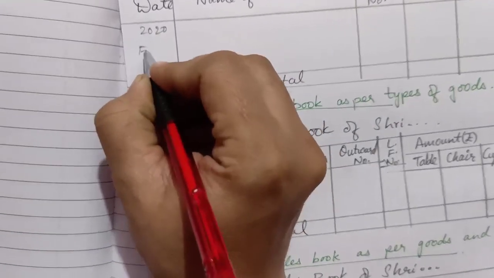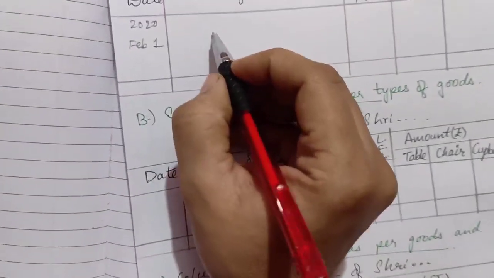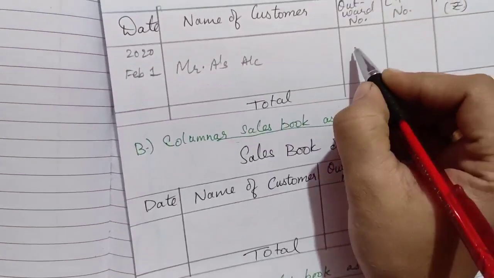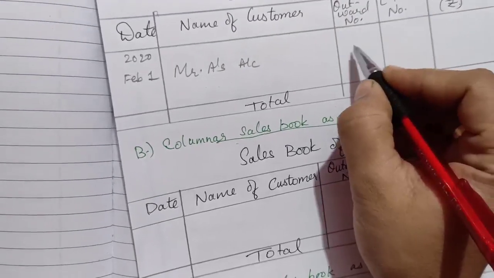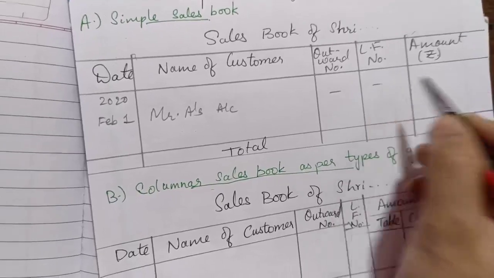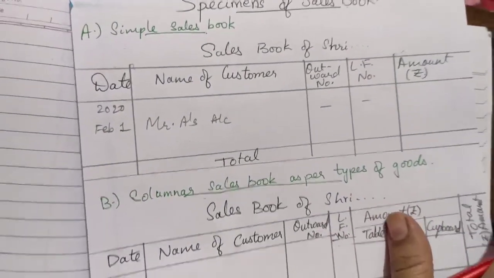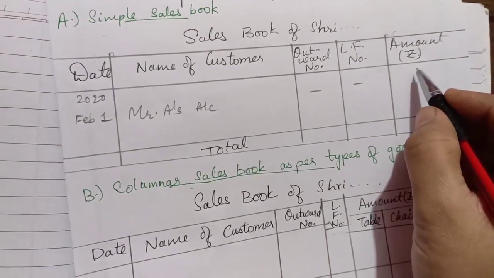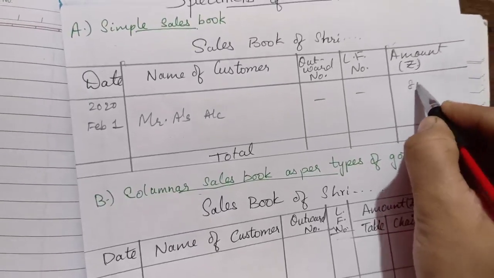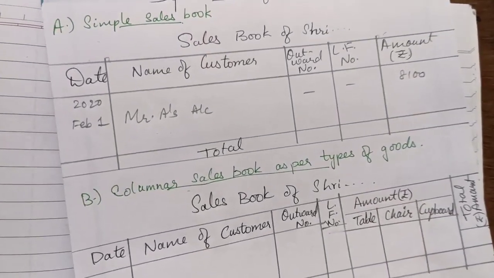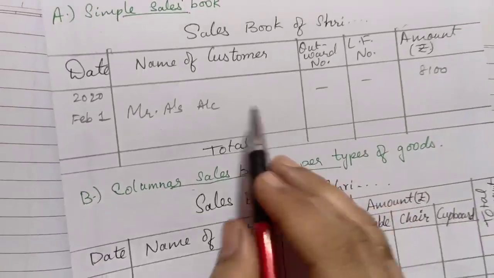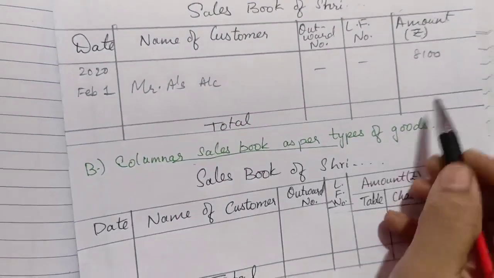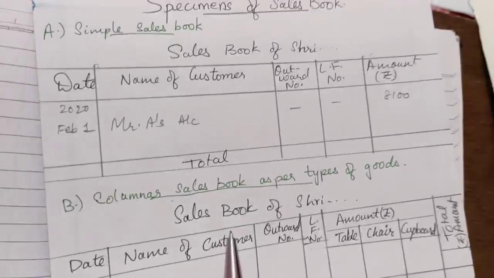2020 Feb 1st. It is Mr. A's account. Mr. A is a customer. The outward invoice number is not given, so just a dash. The ledger folio number is also not given, so a dash. And the amount is 9,000 rupees with 10% trade discount, so we need to reduce it. So the net value will be 8,100. 9,000 minus 900 is 8,100. After recording all the transactions related to sales, we need to do the total of this. Okay, this one was the simple sales book.